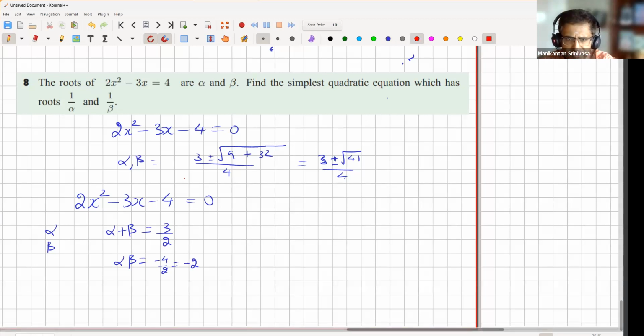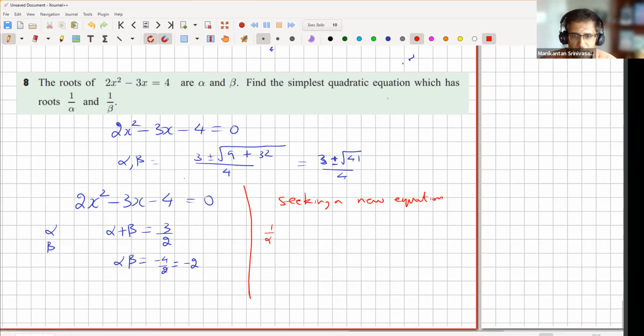Now, I'm changing color. I'm seeking a new equation, whose roots are 1 by alpha and 1 by beta, right? The roots are 1 by alpha and 1 by beta.